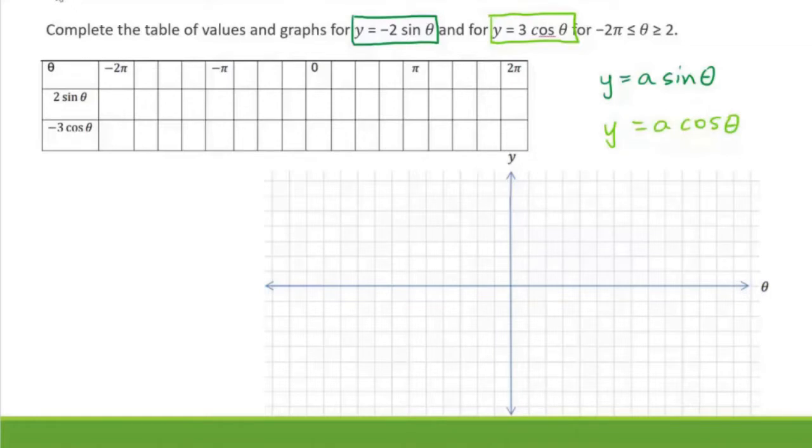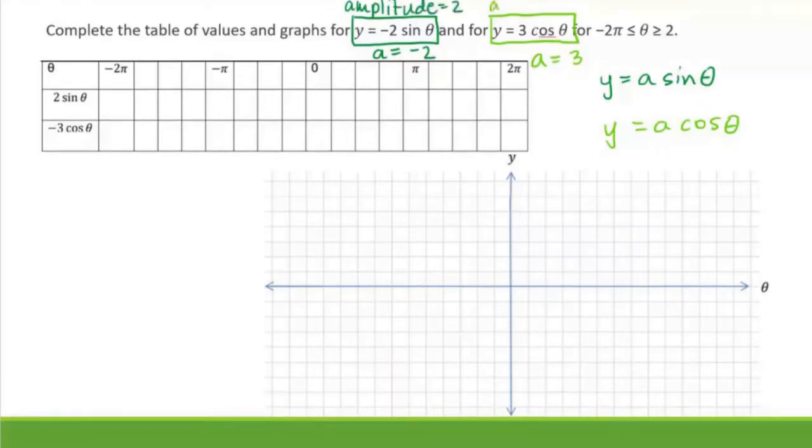For y is equal to 3 cos theta, a has a value of 3. For y is equal to negative 2 sine theta, a has a value of negative 2. Remember that the amplitude, though, is the absolute value of a. So the amplitude for y is equal to negative 2 sine theta, the absolute value of a, is 2. And the amplitude for y is equal to 3 cos theta is 3.